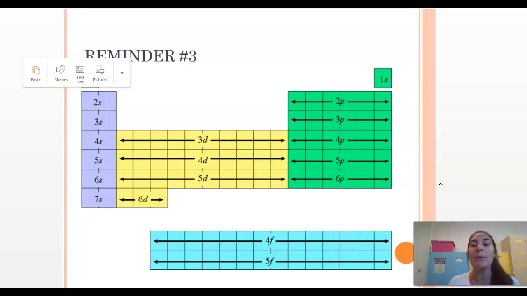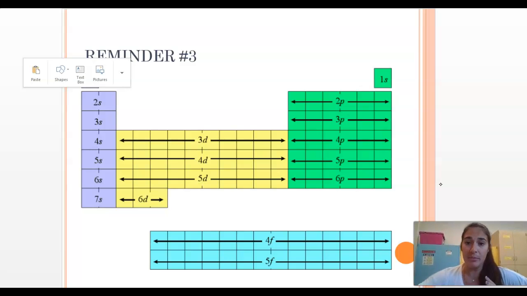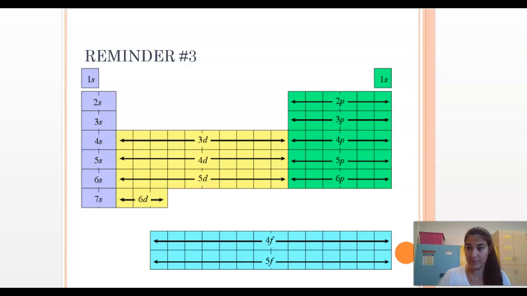Remember that for a neutral atom, the number of protons and the number of electrons are the same, right? So with that in mind, if we know the atomic number, if I told you element fluorine, then we know that fluorine has an atomic number of 9. Therefore, it has 9 protons. Therefore, if it's neutral, it has 9 electrons. So for a neutral atom, the atomic number is going to correspond with the number of electrons.